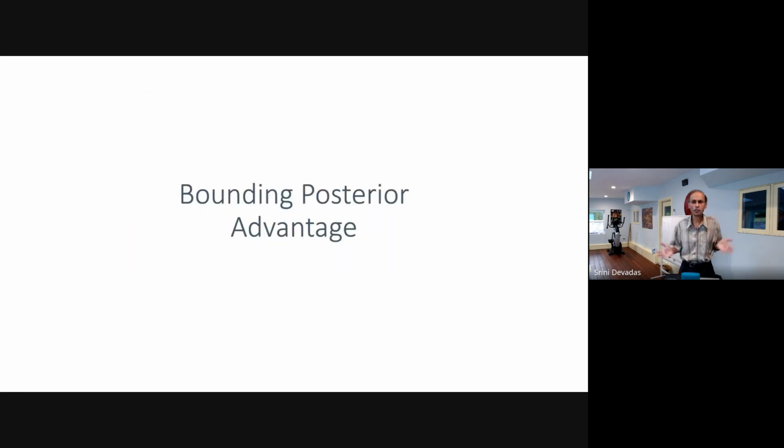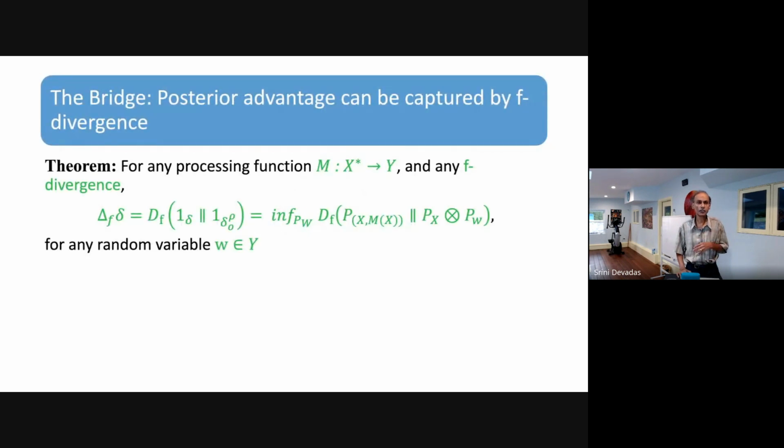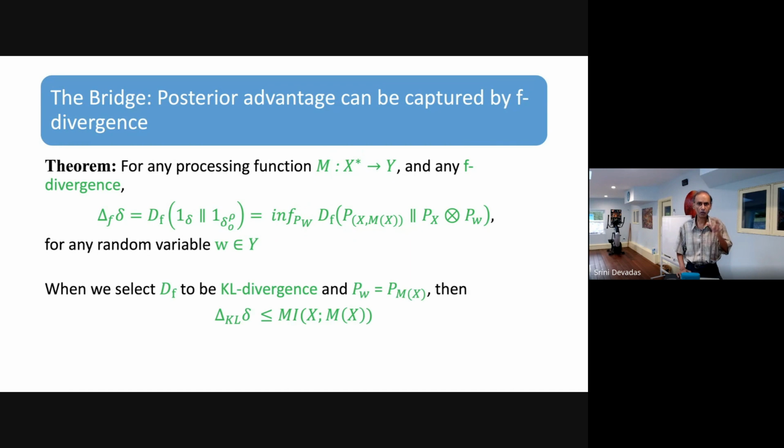So we have to do a few things, and the first thing we're going to do is try to mathematically bound the posterior advantage. And so here's the theorem. But I want you to focus on the last line of the slide, which is about as simple as it gets in terms of a theorem statement. So what is the last line saying? Well, on the right-hand side, you have the mutual information between x and m of x, which is defined based on KL divergence, given what I just told you. On the left-hand side, you have the KL divergence corresponding to delta, which is the failure rate.